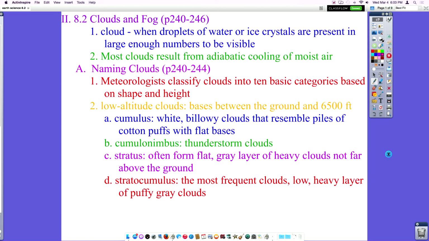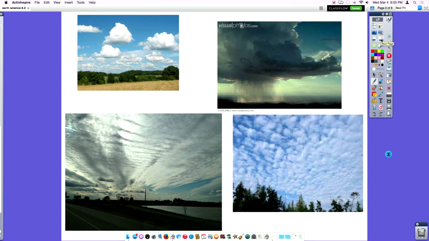And I have some pictures here on the next page. There we go. If I remember right, going from the upper left is our cumulus clouds. The upper right is the cumulonimbus. Remember I said that rain? You can see the rain falling out of that cloud there. Lower left should be the stratus clouds. And then on the right are the stratocumulus clouds. Still kind of that puff ball shape, but they're flattened out, stretched out a little bit more.